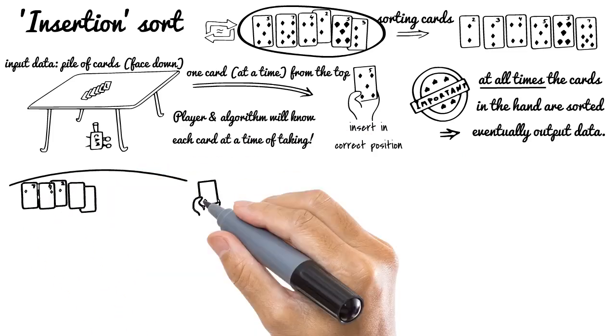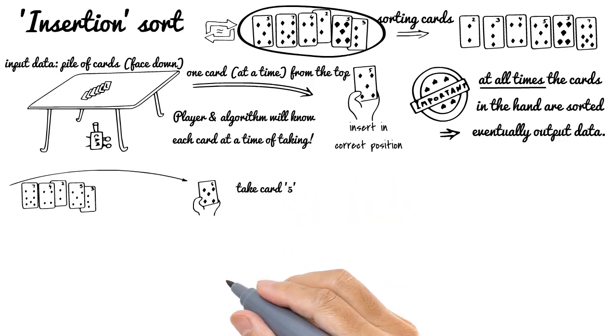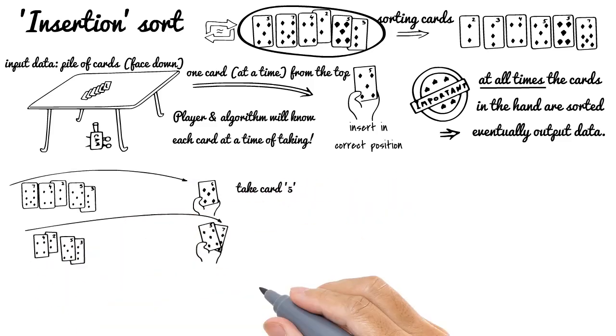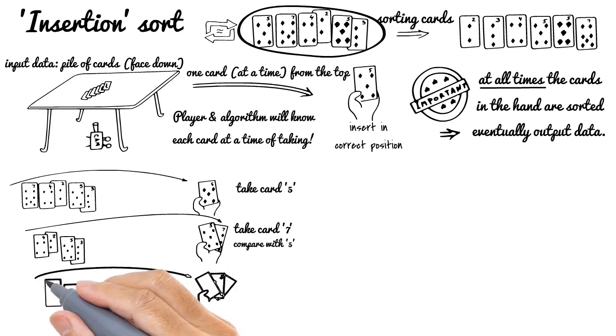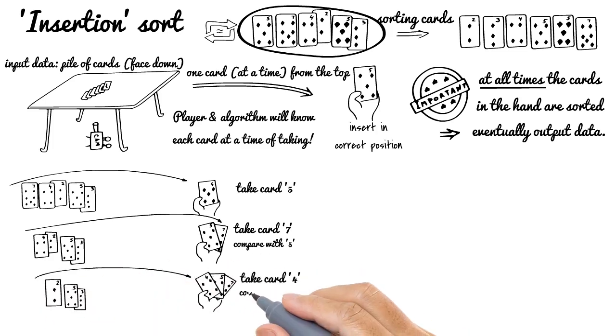First card 5 comes to the leftmost position in hand, and it's self-sorted. Then we take the next card 7, compare it with the rightmost card in hand, which is 5, and put it on the right, because 7 is not less than 5. Then we take the next card 4, compare with 7, it's less than 7, therefore we continue to compare with the next item to the left, 5, and conclude 4 is less than 5. No other items on the left, so 4 should go to the leftmost place. We need to move cards 5 and 7 one position to the right. Please check that cards 4, 5 and 7 in hand are sorted.